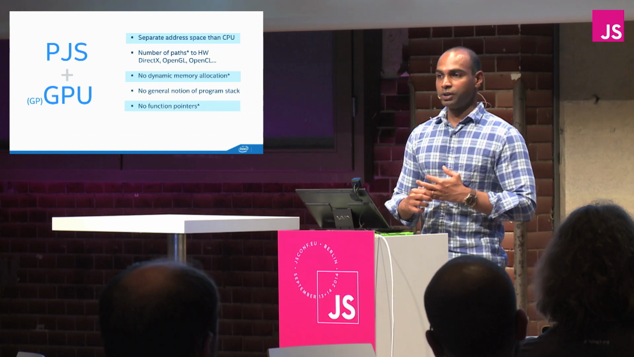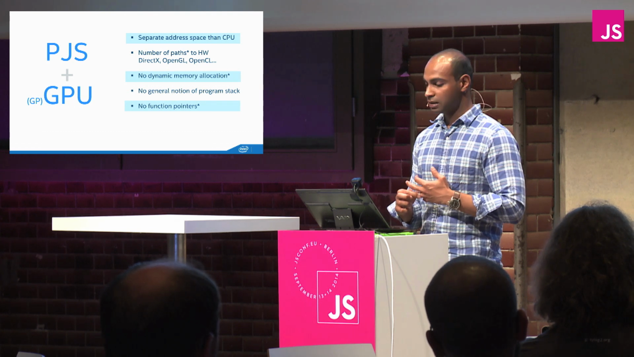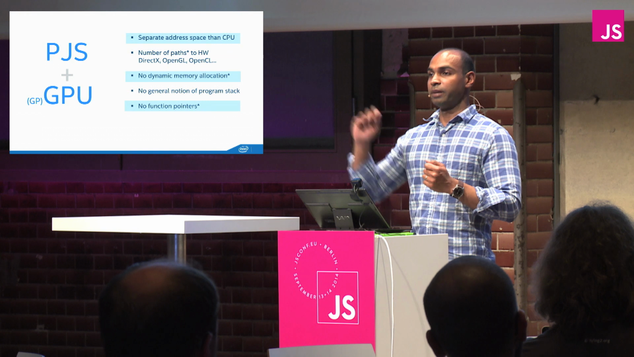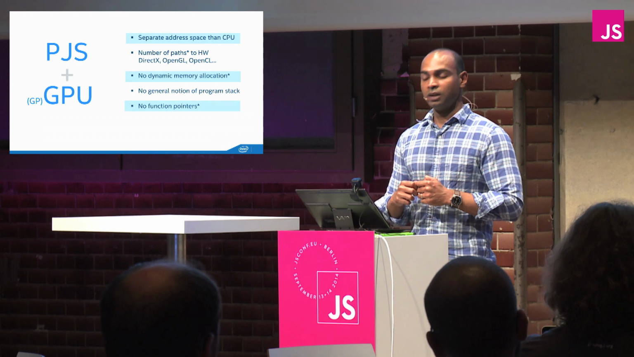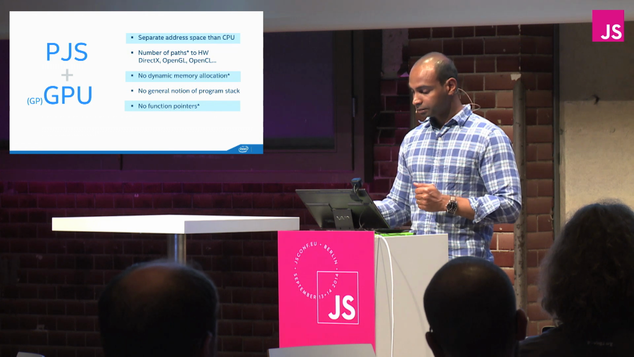There are also no function pointers in most GPU programming models. This makes things like dynamic dispatch difficult to implement. And polymorphism is also difficult to implement.